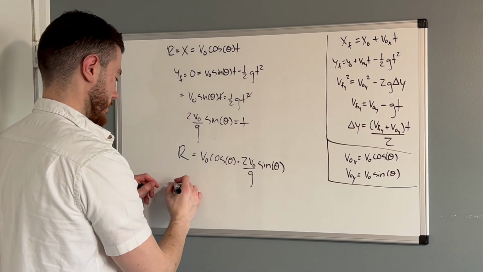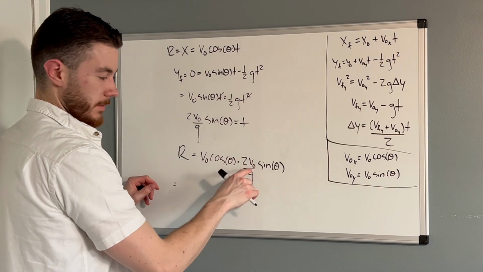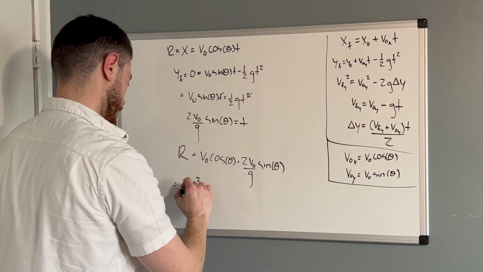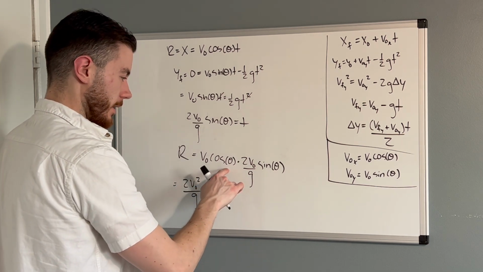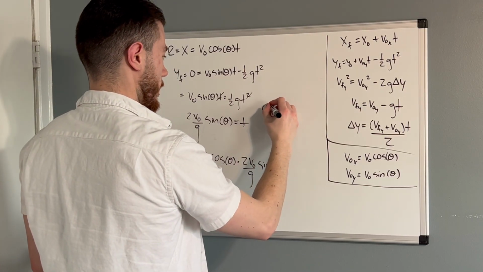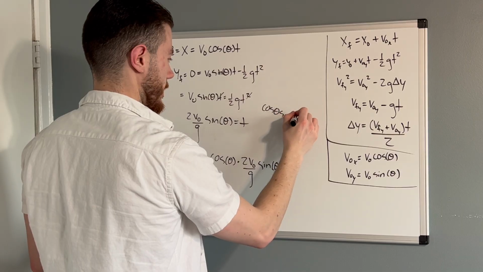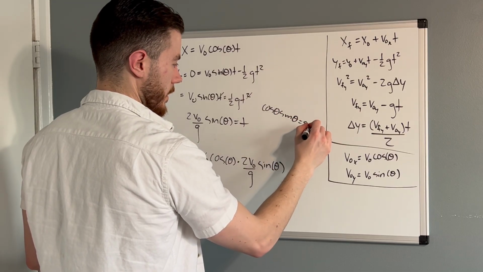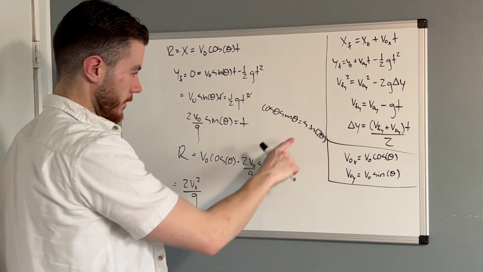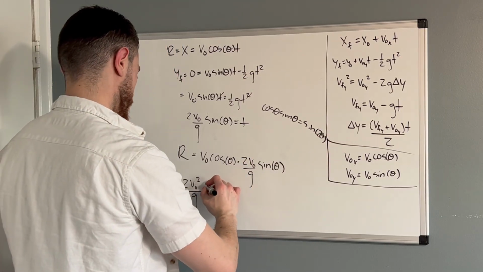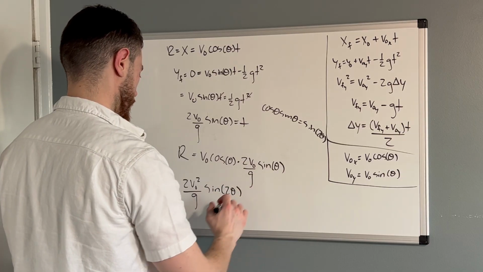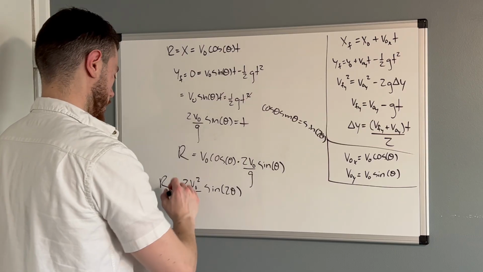Let's rearrange this a bit. v naught times v naught is v naught squared. 2 v naught squared over g. Cosine theta times sine theta. There's an identity somewhere. Cos theta sine theta is equal to sine of 2 theta, well, up to a factor of one half. That's a trig identity. Feel free to look it up. I swear to God it's true. It's equal to sine of 2 theta. And that's equal to R.